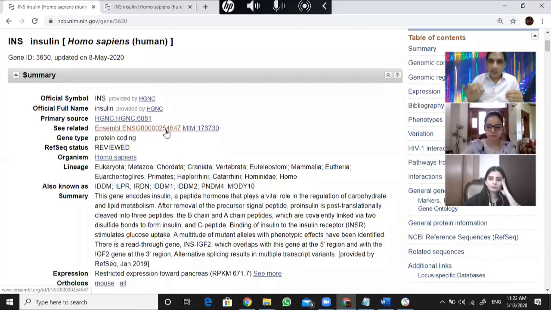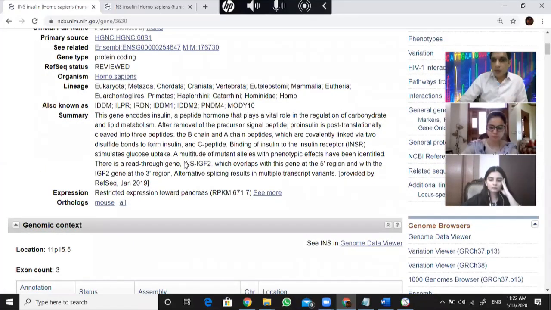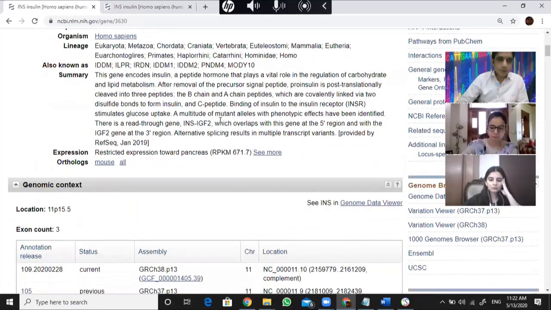So the insulin has a different code on NCBI, but the same insulin has a different code on Ensembl. And then they have a different code in the other portals as well. So if you are working on insulin, you can keep that information or that record for yourself as well.